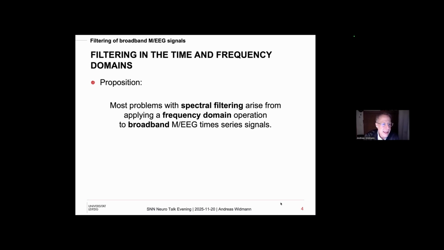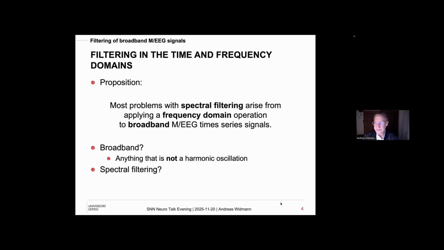In the first part, I would like to defend the following proposition. Most problems with spectral filtering or frequency filtering, I use them synonymously, arise from applying a frequency domain operation to broadband MEG or EEG time series signals. There are three words in bold which need definition. Broadband is pretty simple to define. We can have a simple negative definition: everything that is not a harmonic oscillation, so a sine or cosine wave, is broadband by nature.